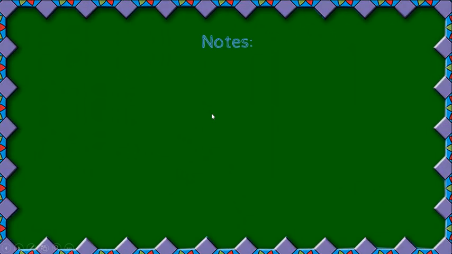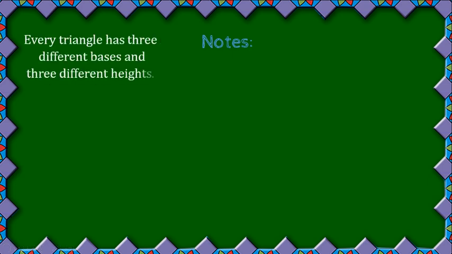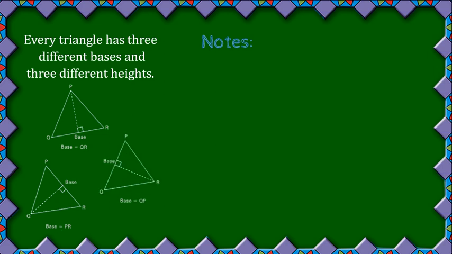Right, so for a few notes on the triangles, every triangle has 3 different bases and 3 different heights. For example, if we have PQR and our base is QR, that makes our height from the vertex of P down to the base of QR. Or we could have the base as PR, which would make the perpendicular height Q, from the vertex of Q down to the base. And finally, if we have the base as PQ, then it would look as follows.